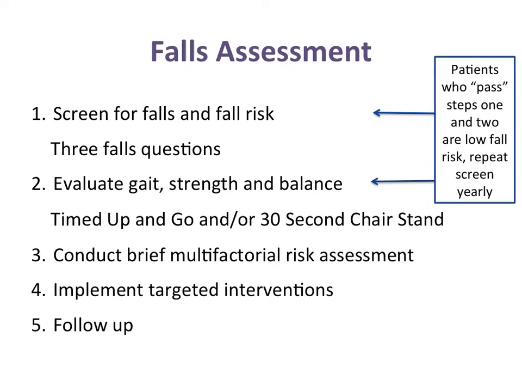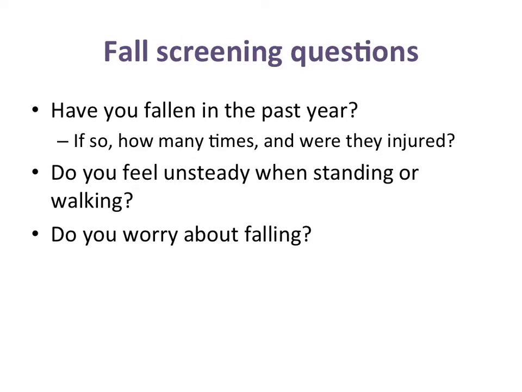Here are the basics of fall risk assessment. You should screen with 3 questions that I will present on the next slide. Then you should do a brief test of gait, strength, and balance, such as the timed up and go or 30-second chair stand. If the patient passes steps 1 and 2, they are low risk and should be rescreened once a year. If they don't pass, you should conduct a brief review of their fall risk factors and implement appropriate interventions with follow-up.